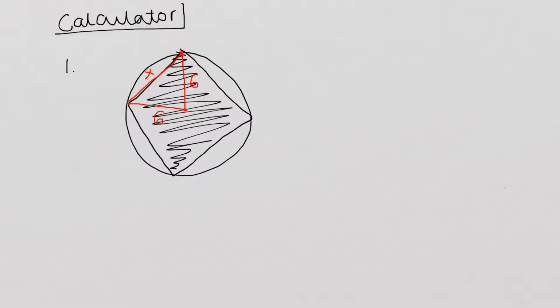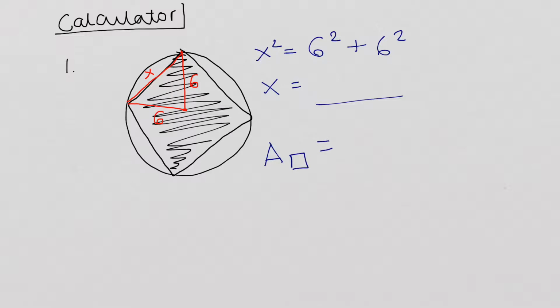So in order to do that, we can use 6 and 6 and use Pythagoras to work out what we're going to call x. So we can say that x squared equals 6 squared plus 6 squared. Then you can work out your value for x. Once you've done that, you can work out the area of the square. You can also work out the area of the circle using the formula pi r squared. And it asks to calculate the unshaded area surrounding the square. So that's not you finished there, there's still one more step to go.